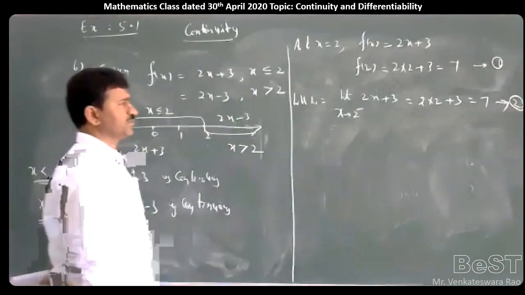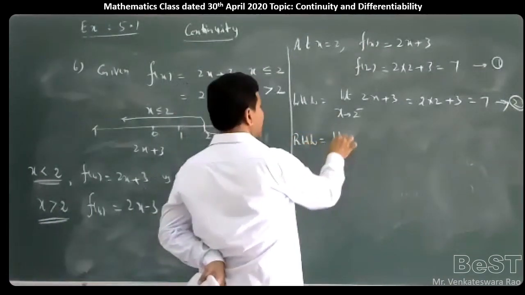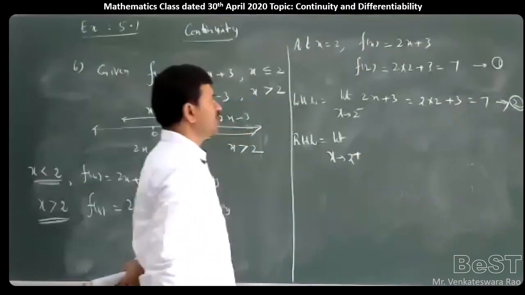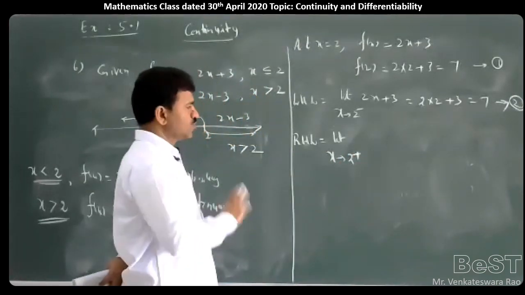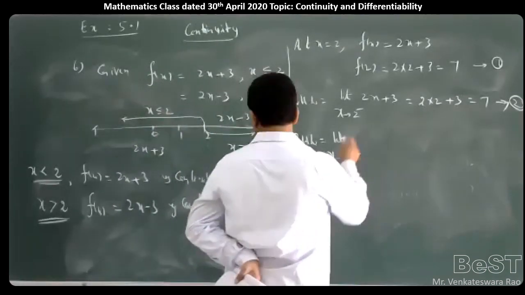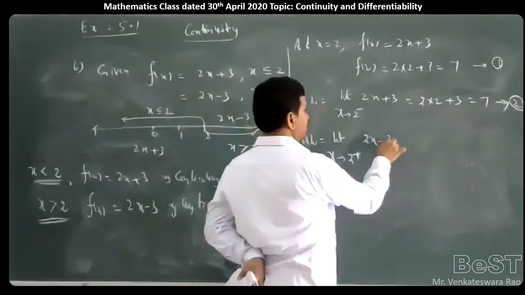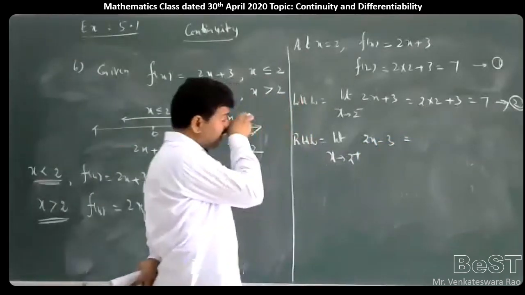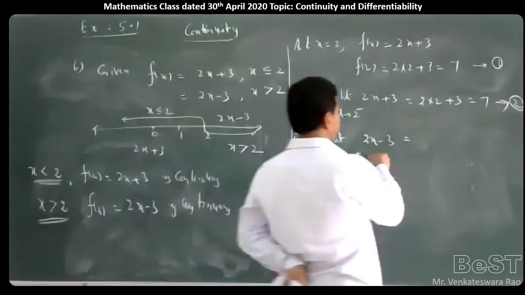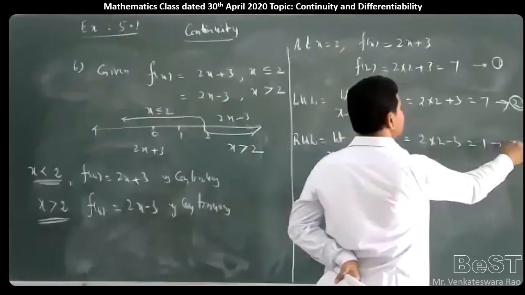Find the right limit value. Limit x tends to 2 plus. 2 plus means right neighborhood of 2. What is the function in the right neighborhood of 2? 2x minus 3. Applying 2, 2 into 2, 4 minus 3, it is 1. Equation 3.